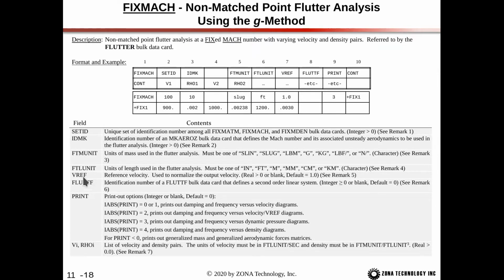Next is VREF, which is a reference velocity. This is used to normalize the output velocity. So most often you'll use VREF if you want to output the velocity in knots. You can put the 1.68, I believe, in here. If your length unit is feet and you have 1.68, then your velocity output would be knots.